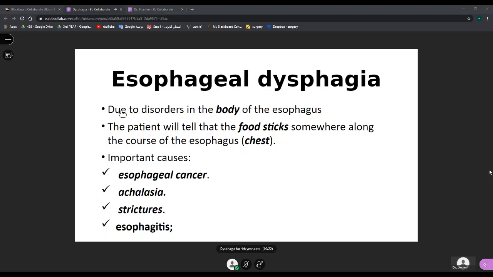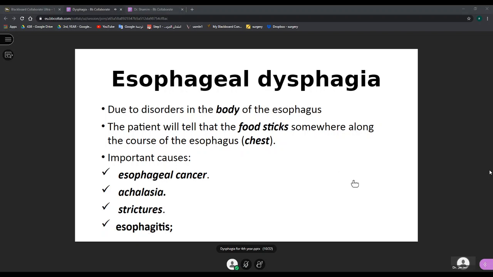So the problem lies where? In the body of the esophagus. The patient will tell you that the food is stuck somewhere along the course of the esophagus, so he will point to somewhere in the chest. These are the important causes: esophageal cancer as a cause of mechanical obstruction to movement of food downwards, achalasia as a classical example of motility disorder. Stricture can also be a mechanical factor, and esophagitis or inflammation of the esophagus. So these are the most important causes of esophageal dysphagia.